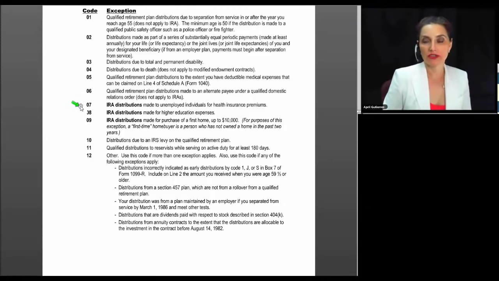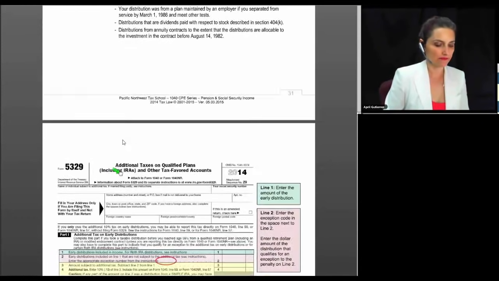If the distribution is from an IRA, and only if it's from an IRA, you can also enter Code 7 for health insurance premiums that were paid while a person was unemployed. Code 8 if they use the money to pay for qualified higher education expenses. Code 9 if they use the money to purchase the first home, but only up to the first $10,000. So only up to $10,000 of the early distribution is excepted from the penalty. And then other exception codes are listed here as well.